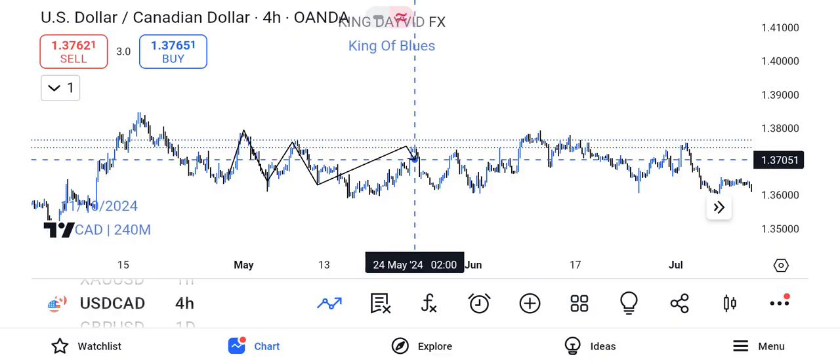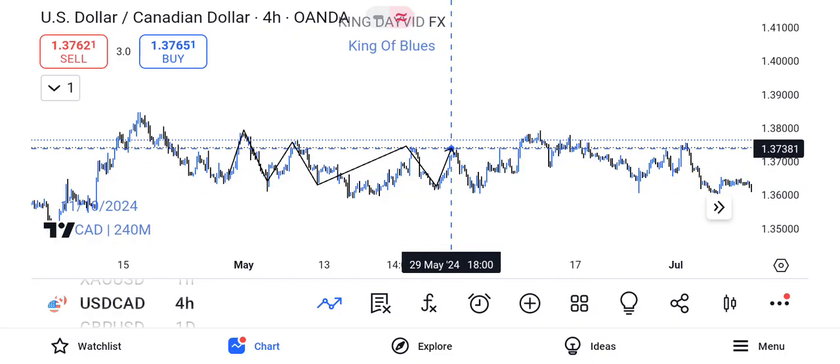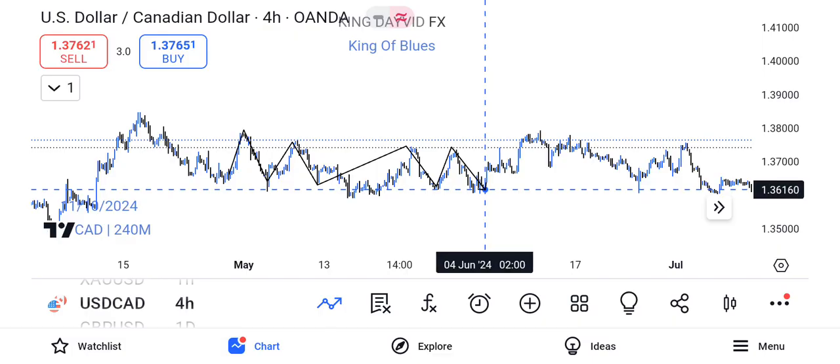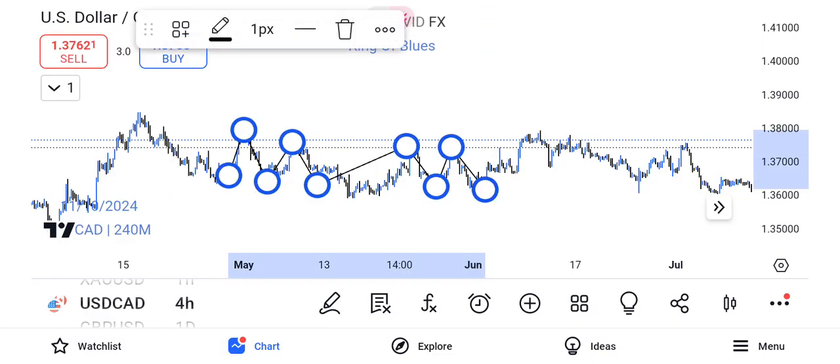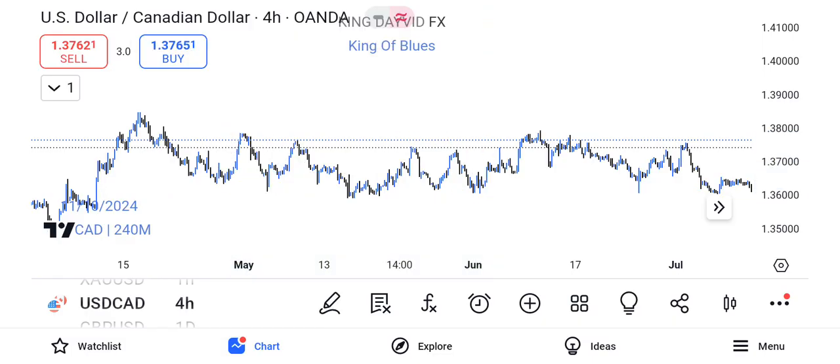It's just forming within a range like that. That is an example of a consolidating market. And what do I say? We do not trade whenever we see something like this.